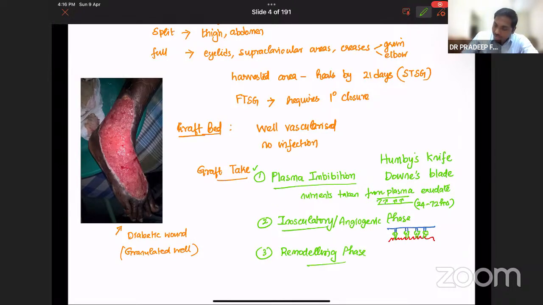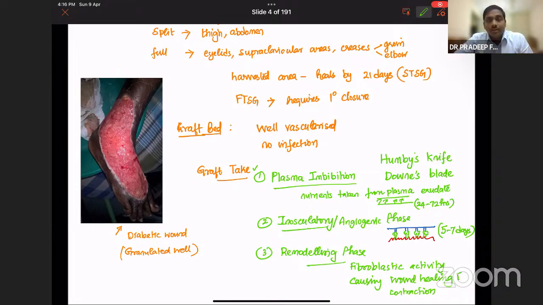This phase usually occurs for 5 to 7 days. Remodeling phase is the formation of fibroblastic activity, thereby causing wound healing with contraction. This is called the remodeling phase.